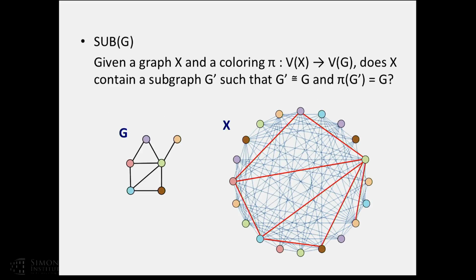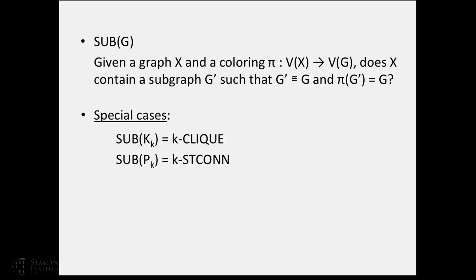Okay, so here, SubG, where G is always a fixed graph, is the following problem. This is the colored G subgraph isomorphism problem. We're given as input a graph X and a coloring of the vertices of X by the vertices of G. The question is, does X contain a subgraph which is isomorphic to G via the bijection given by the vertex coloring? Okay. This is a much better structured problem than the uncolored subgraph isomorphism problem.